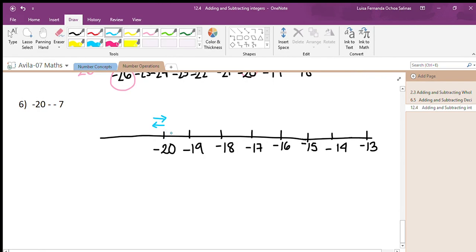So starting point negative 20. I already did my change. The first negative direction, I would say, is going to the left, but then I have another negative. That means that I have to change direction and go to the right. How many steps? 7. 1, 2, 3, 4, 5, 6, 7. My final answer is negative 13.